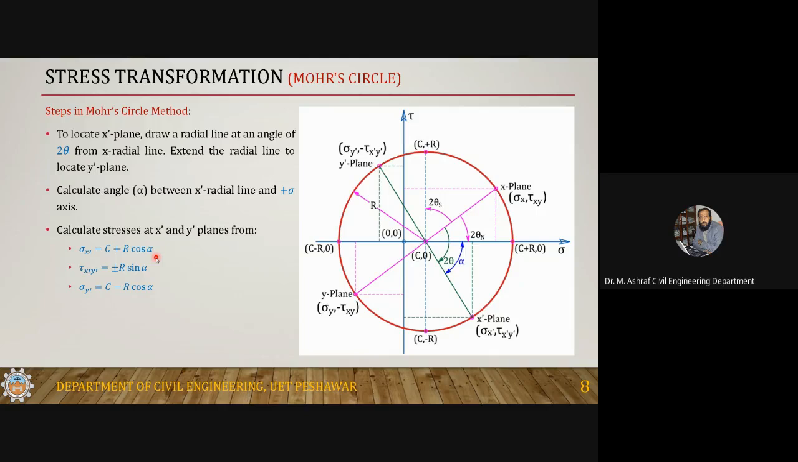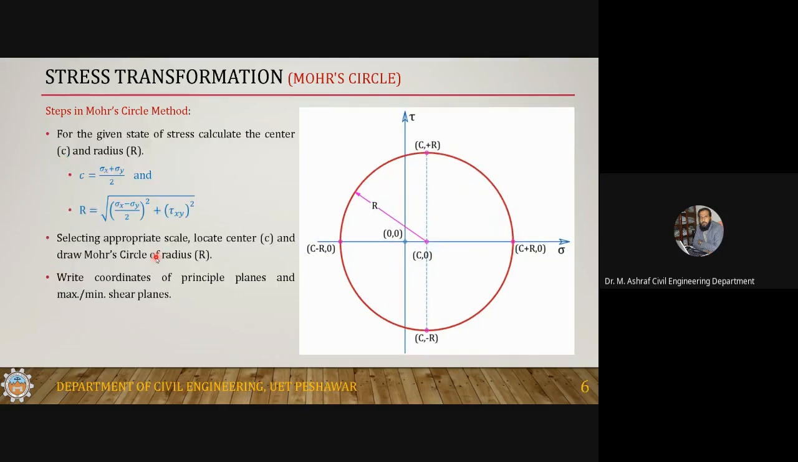Okay, so I'm repeating this whole thing. There are 3 big steps. In the first step, you draw the Mohr circle. So calculate the center and R, select an appropriate scale and draw the circle, and show the salient features like the principal planes and the principal stresses and the maximum shear stress, the coordinate corresponding to this one.